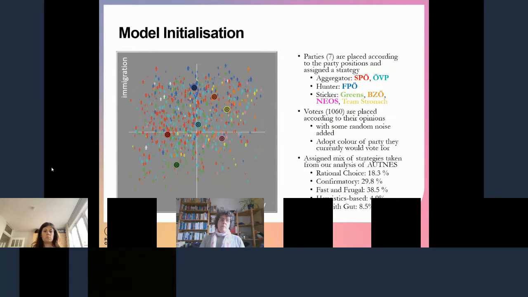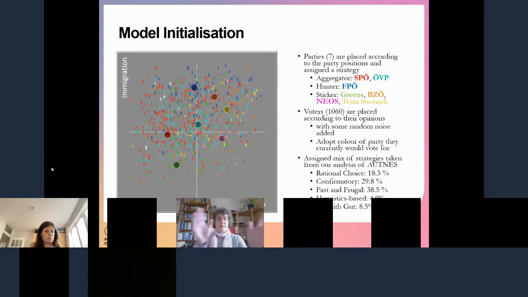The model is initialized as follows. All the seven parties are placed according to their party positions, and they are assigned a strategy. So we have assigned the aggregator strategy to the two major parties, the SPÖ and the ÖVP, the hunter strategy to the FPÖ, that is the Populist Party, and the sticker strategy to the smaller parties like the Greens, BZÖ, NEOS, and Team Stronach.